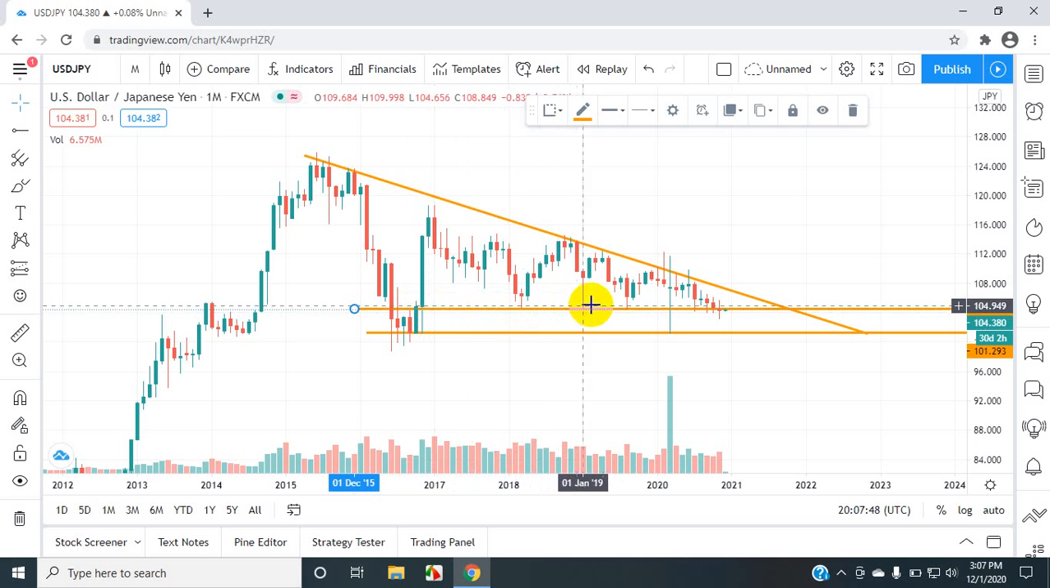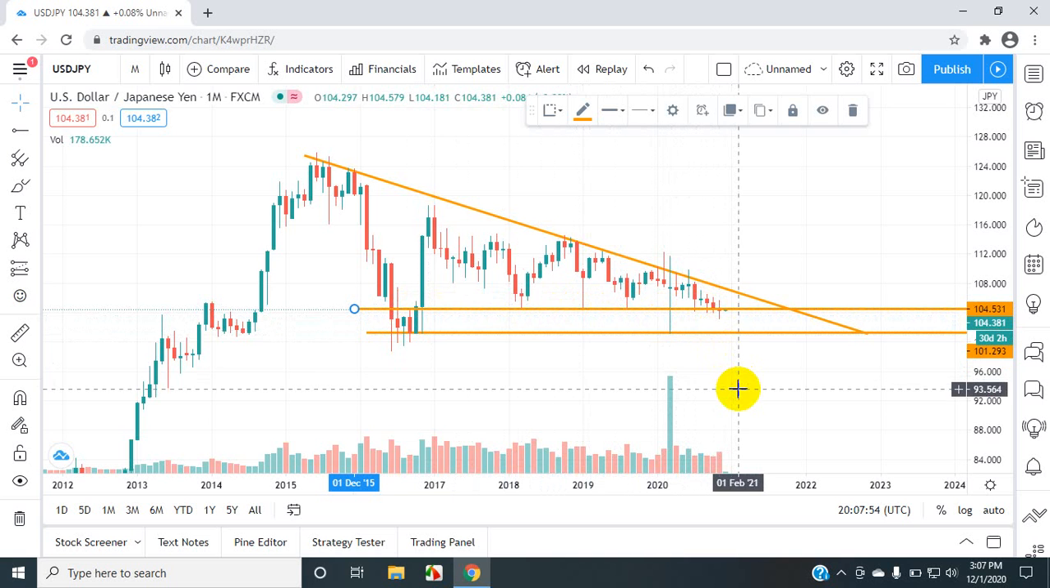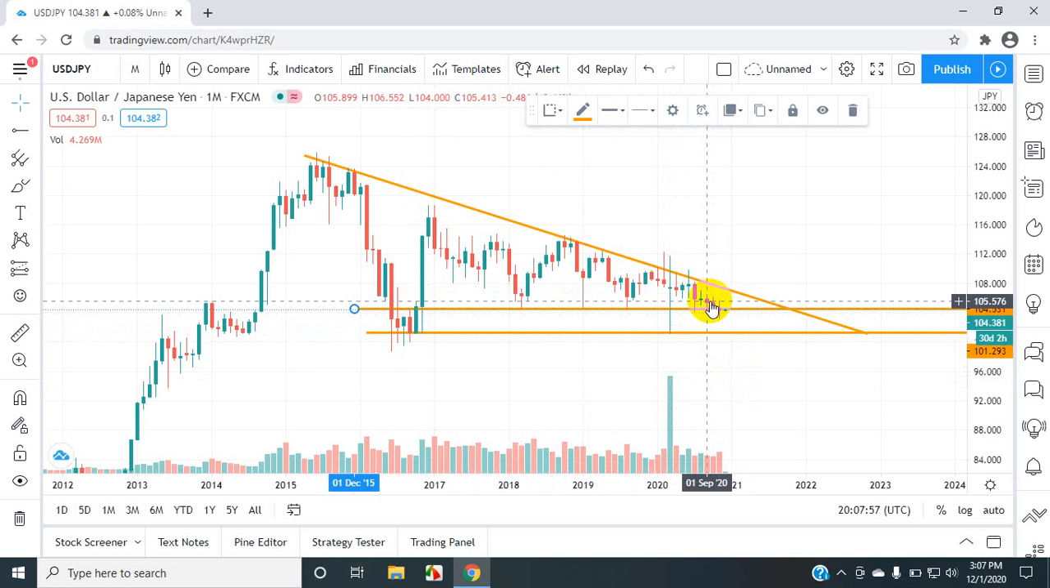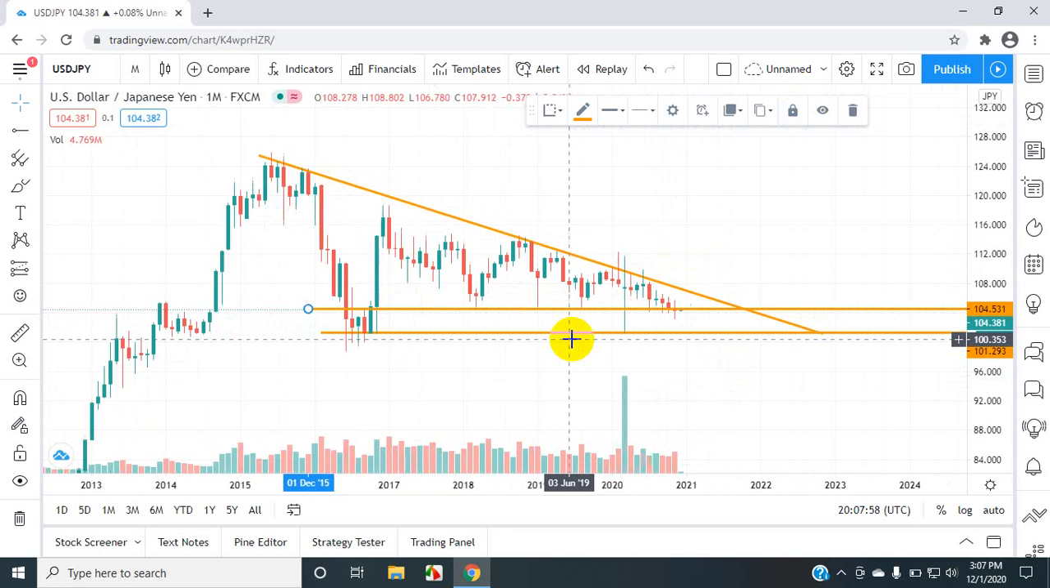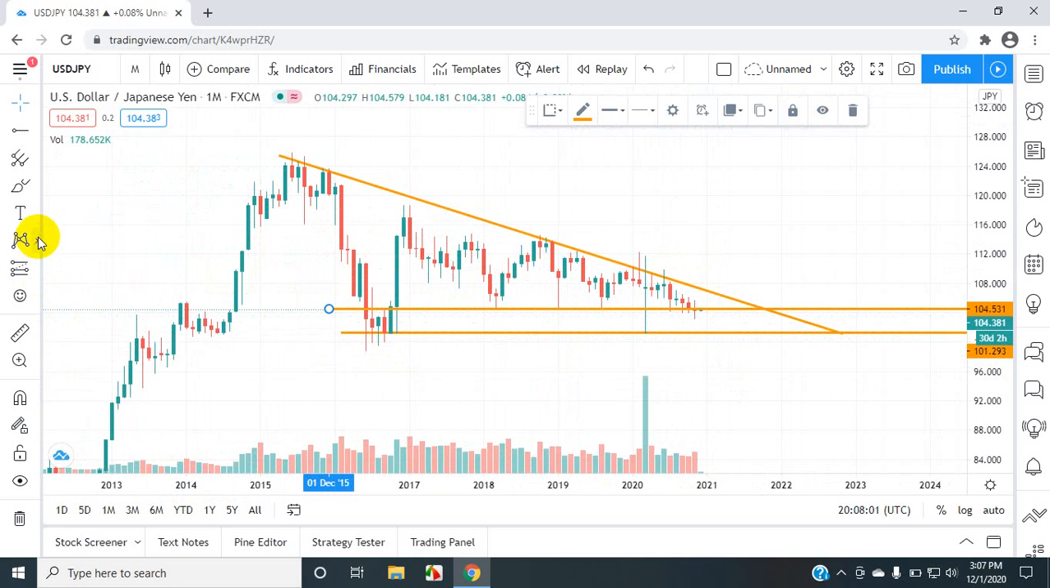So if price is respecting this line, we have to see if it's going to break lower to the next level and then break down, or is it going to shoot up? This pattern that it put itself in is called a wedge pattern.